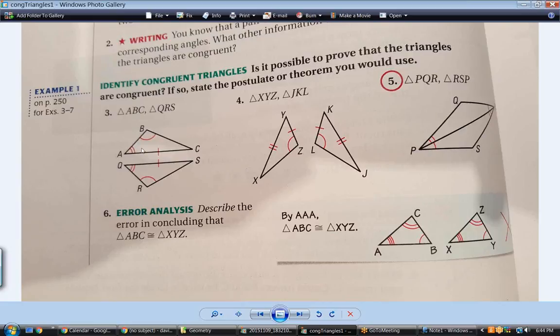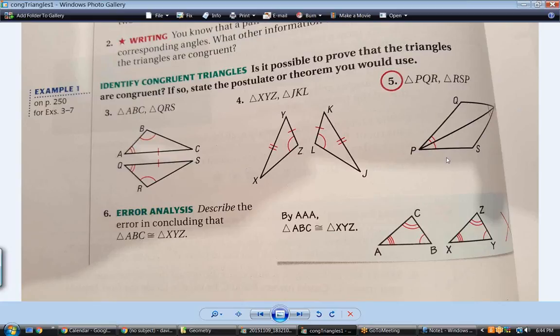Notice that this side right here is common to both triangles. The only difference between this picture over here and this one is if I put these two together, I would only have one line. They would still be congruent because a line is equal to itself. So that's equal to itself, so which postulate is it, or what reason is it that they are congruent?